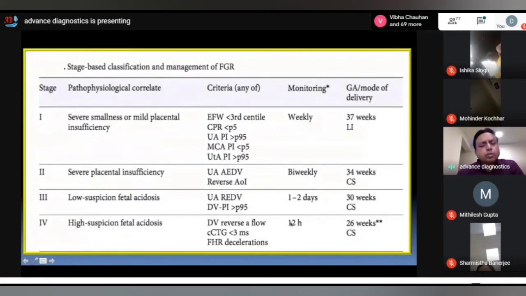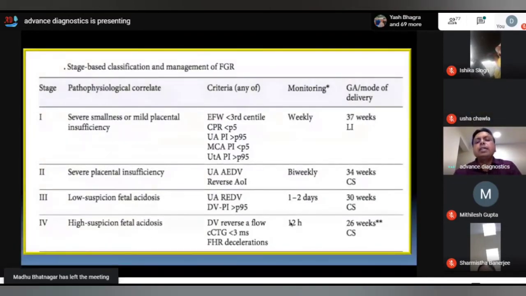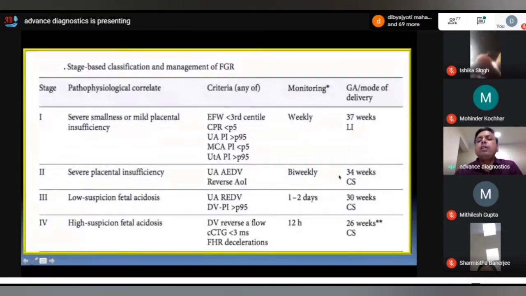So the thing is that whether it is early onset FGR or late onset FGR, if you are seeing umbilical artery end diastolic flow, even if DV is not involved, and if it is 34 weeks, then you should deliver the baby by cesarean section without any hesitation. Let not the baby go to the stage of acidosis. There is no point, because that is how the Barcelona staging says. So let's see how it works.